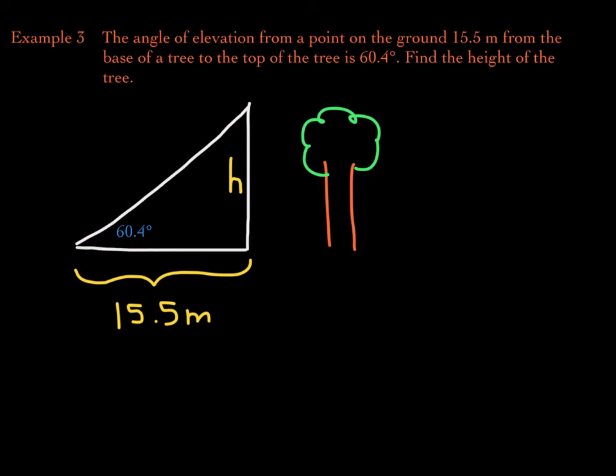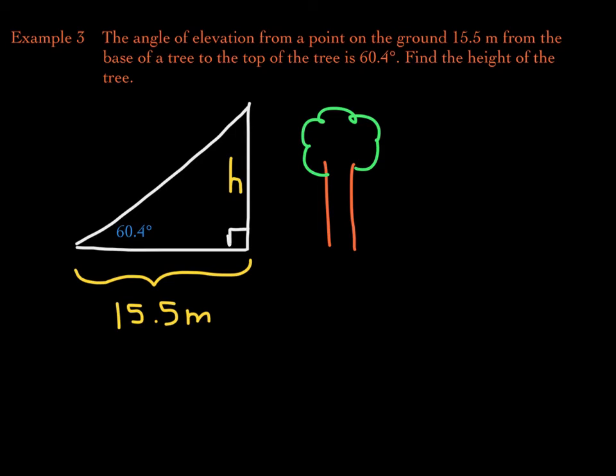Okay, guys, we need to find the height of the tree. I've labeled it as H. We have this angle. We have the side that's adjacent to this angle. Oh, I forgot to mention, notice that we have a 90-degree angle, right? We have a right triangle.